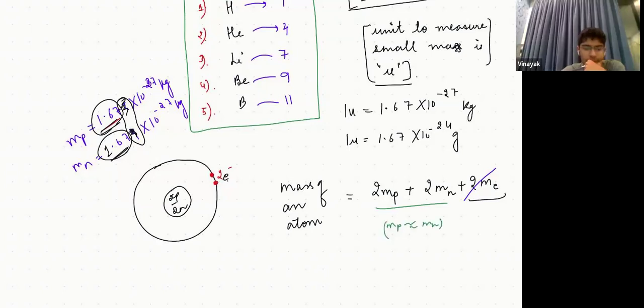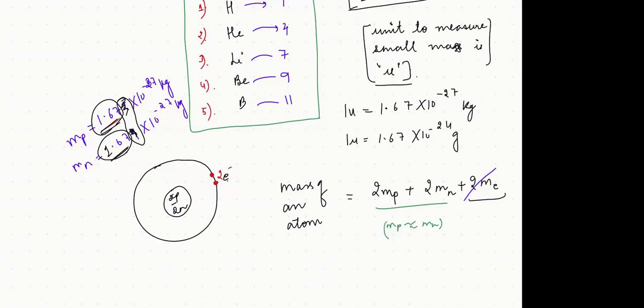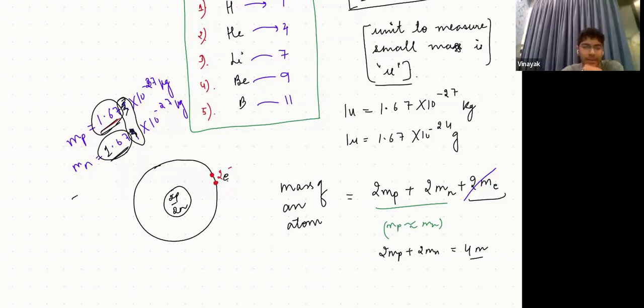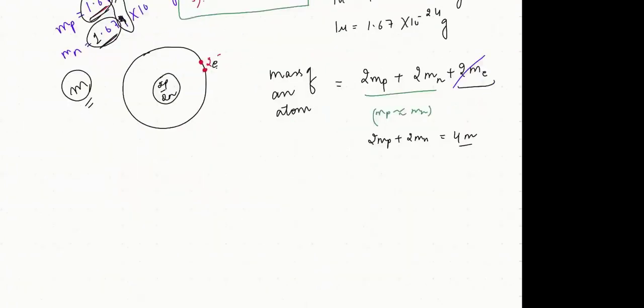So that would mean 2 times mass of proton plus 2 times mass of neutron will be 4 times mass. Because if I consider the same mass as M, and MP and MN are nearly equal, you can take them as M. So that is 4 times mass M. And this same value, 1.67 into 10 raised to the minus 24 grams, is taken to be U. So can I say the mass of helium atom is 4U?